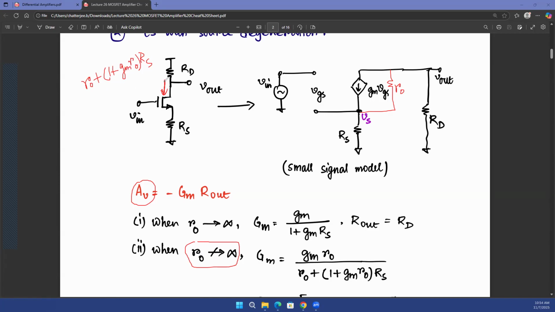So basically what you are seeing looking into the drain of the transistor is the RO of the transistor plus the intrinsic gain of the transistor multiplied with this resistance. The resistance just gets multiplied with the intrinsic gain, and that's the overall resistance that you see looking into the drain of the transistor if RO is not infinite. Of course, this is a complex topic. For most of the scenarios that we are looking into in this class, we are ignoring RO. We are considering RO is almost infinity. And in that case, the formula is very simple, gm divided by 1 plus gm RS, which you have looked into before.